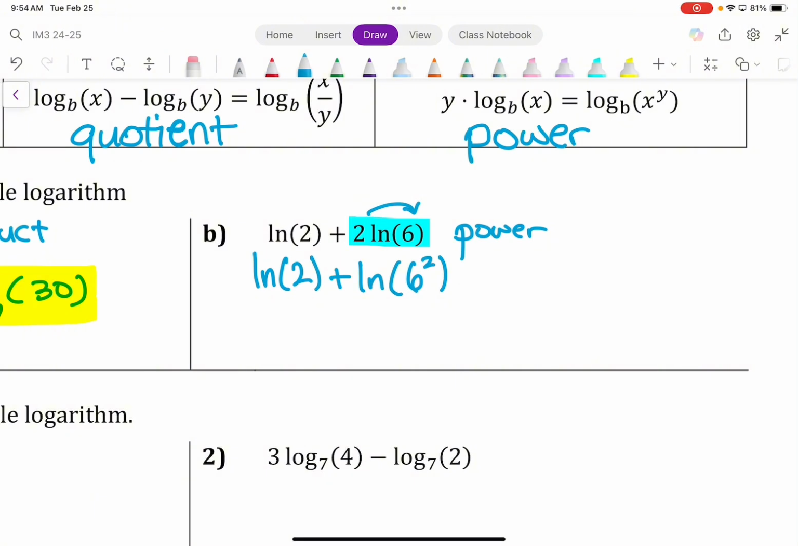All right, so now we can actually use the next rule, which is the product rule. Because we're using the product rule, since we're adding the same logarithms, we can multiply them together. So ln of 2 times, what is 6 squared? 6 times 6 is 36. So we have ln of 2 times 36, which is going to simplify to ln of, what is 36 times 2? Double 36, what do we get? 72. So we get ln of 72 as our final solution.